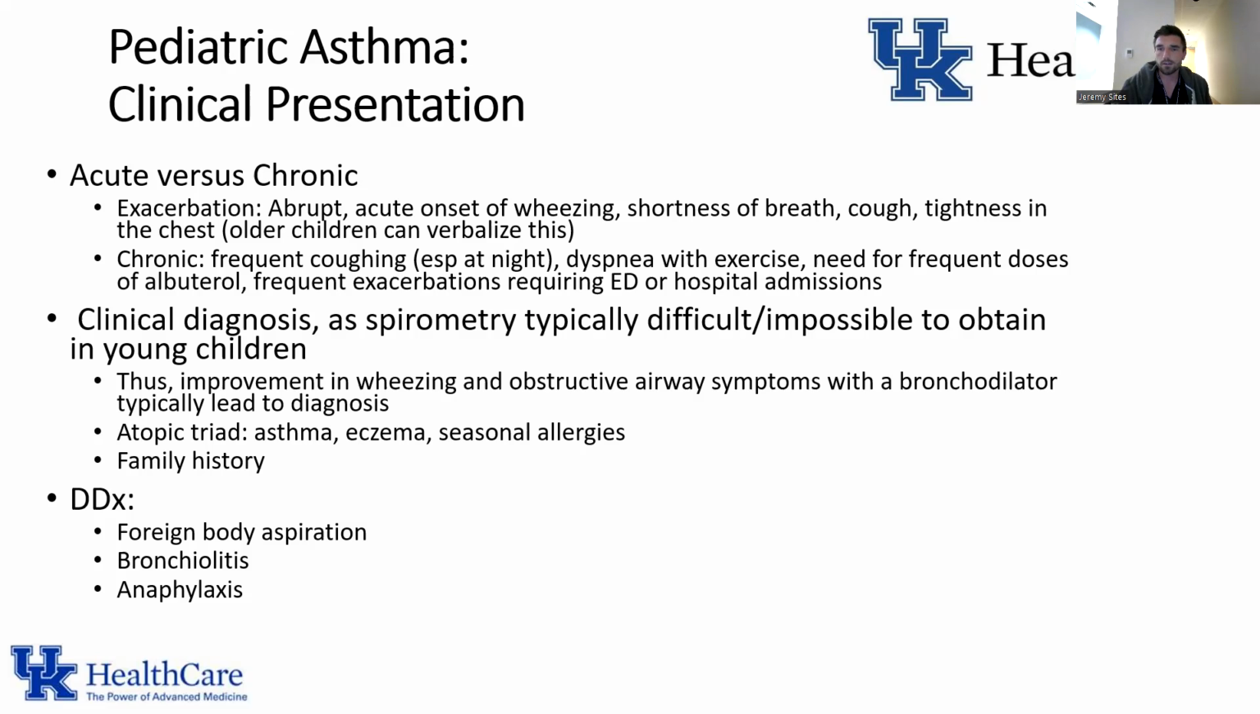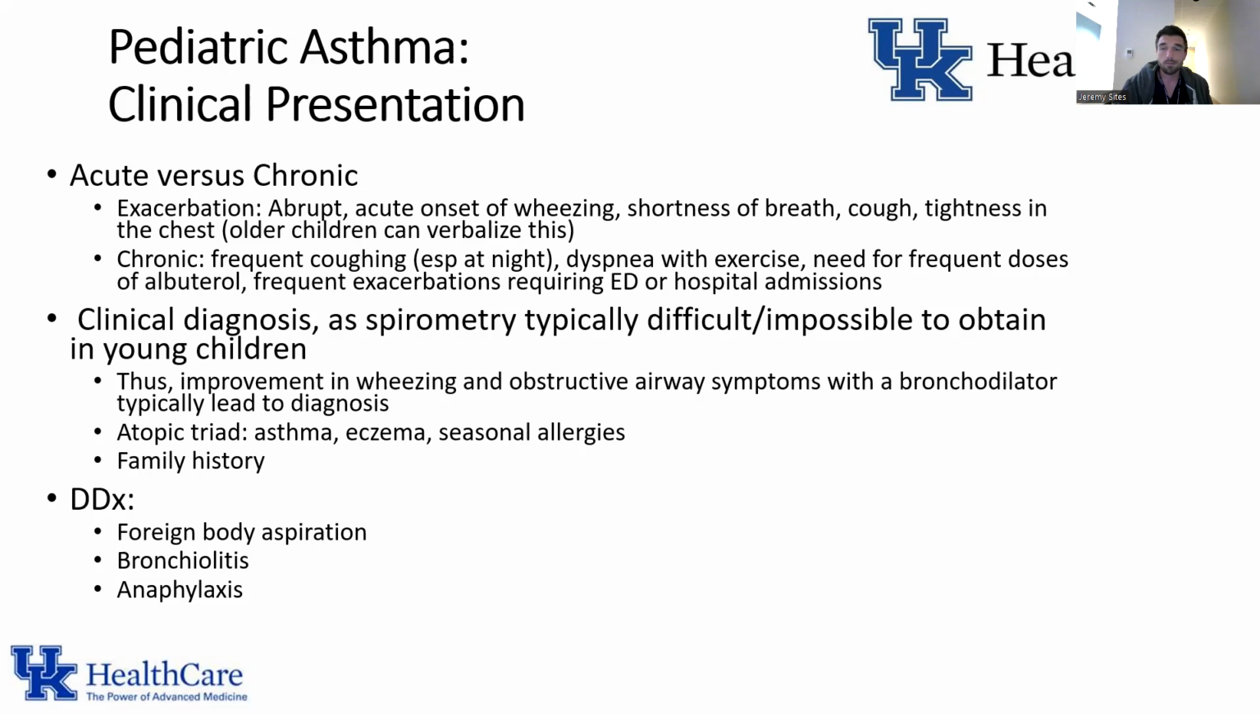Asthma is a clinical diagnosis. Spirometry, particularly in younger children, is very difficult to attain. And so we use our clinical signs and symptoms to help guide us to the diagnosis. Things that we'll look for, of course, improvement in symptoms of cough and wheezing and shortness of breath when a bronchodilator has been introduced, such as albuterol.